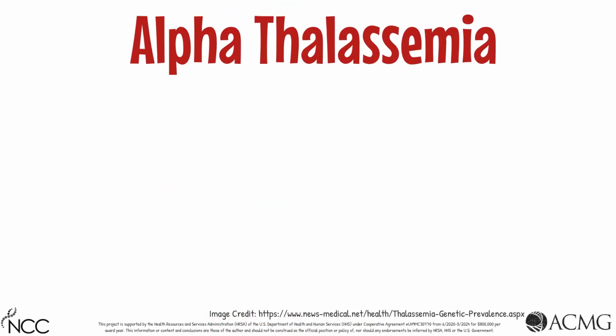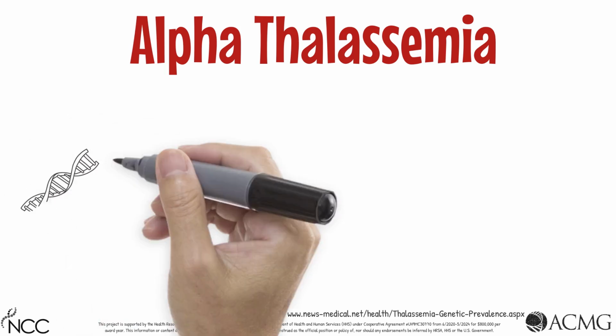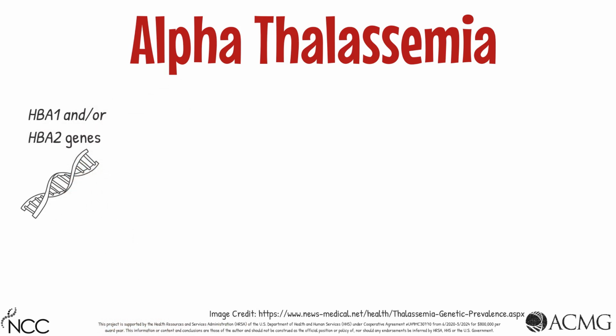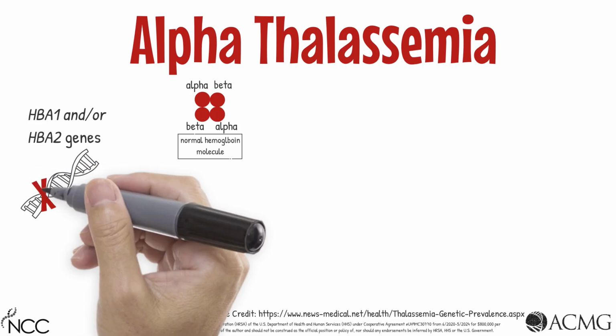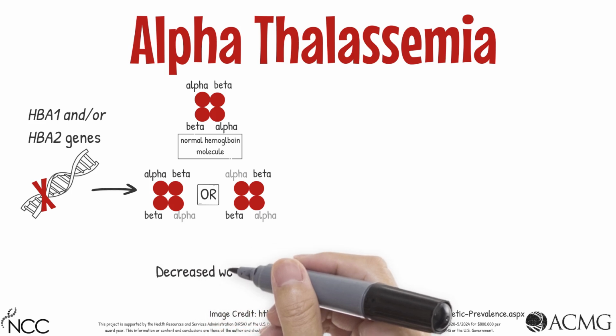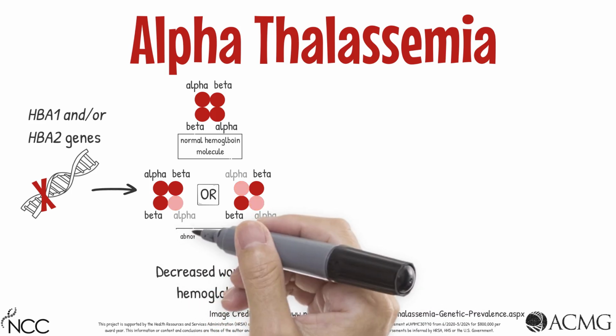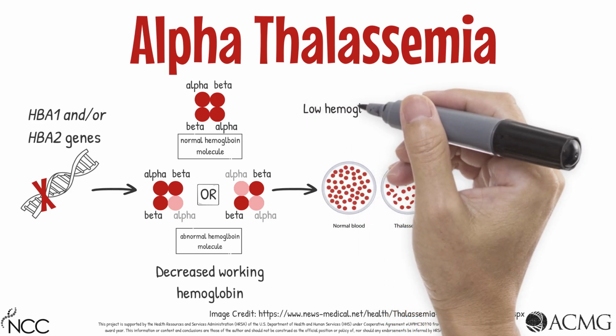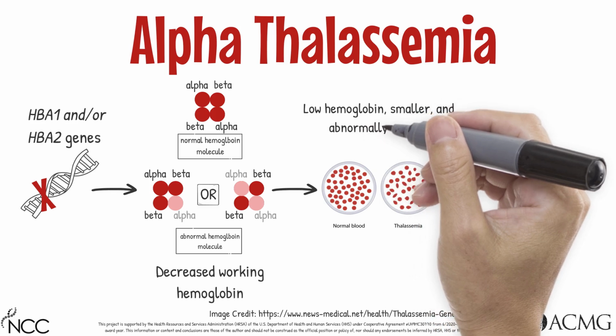Alpha thalassemia is a genetic condition caused by pathogenic variants found in the HbA1 and/or HbA2 genes. These genes contain the instructions for making the alpha globin protein found on the alpha chains in normal hemoglobin. Normal hemoglobin is composed of two alpha chains containing alpha globin and two beta chains containing beta globin. In alpha thalassemia, there is a decrease in the amount of alpha globin produced, causing fewer alpha chains. Because of this, those with alpha thalassemia have a low hemoglobin, as well as red blood cells that are smaller than normal or abnormally shaped.